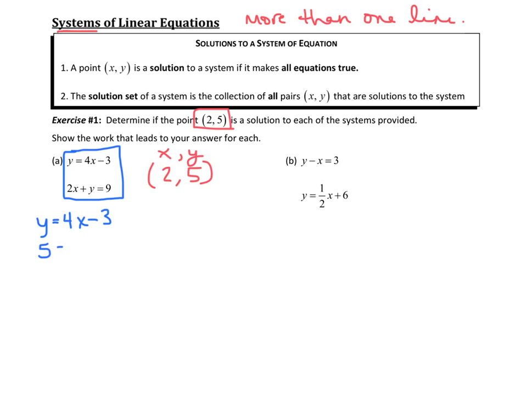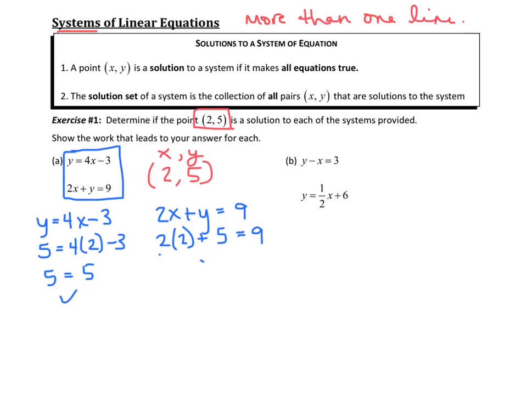So I'd say 5 equals 4 times 2 minus 3. Does 5 equal 4 times 2 is 8, minus 3 is 5? And yes, it sure does. Okay, so now I'm going to take the second equation, 2x plus y. Does that equal 9? 2 times, again, put 2 in for x, 5 in for y. 2 times 2 is 4, plus 5 is 9. 9 equals 9. And so because it works in both, I can then say yes, it is a solution.